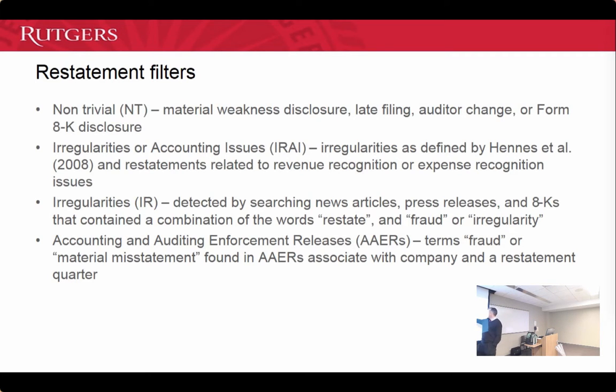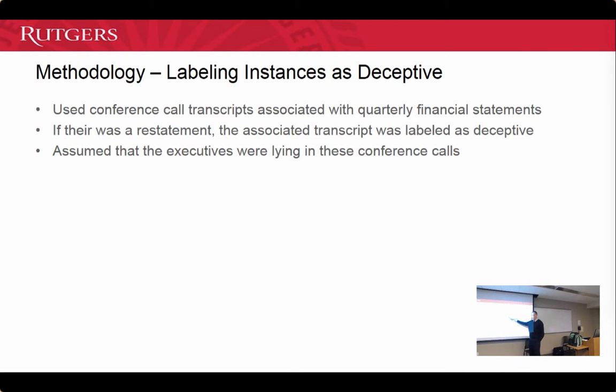So they use the conference call transcripts associated with quarterly financial statements. Okay, if a 10-K was restated, they assumed that they were deceptive the whole year, for the 4 quarters prior to that. All right. So if there was a restatement, the transcript was labeled as deceptive, meaning I guess the executives were lying during the conference call. Okay. It's not a very strong thing to stand on.